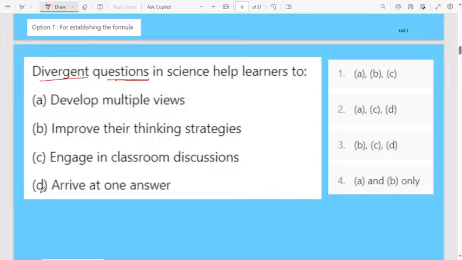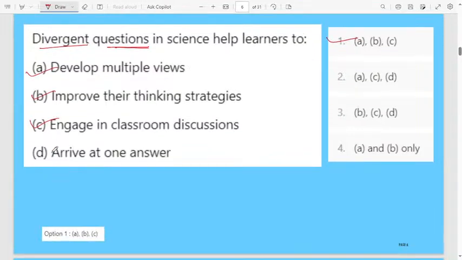Here for divergent questions, option 1 is the correct answer. A, B, C will all be correct. Develop multiple views. Divergent questions will help the science teacher, when teaching a particular topic, to develop multiple views. It will also improve their thinking strategy. Engage in classroom discussion: the learners will participate very actively, and you can observe that in the classroom. That's why it is very important.